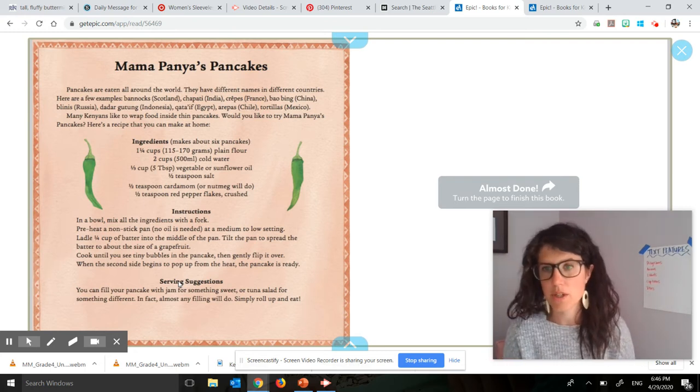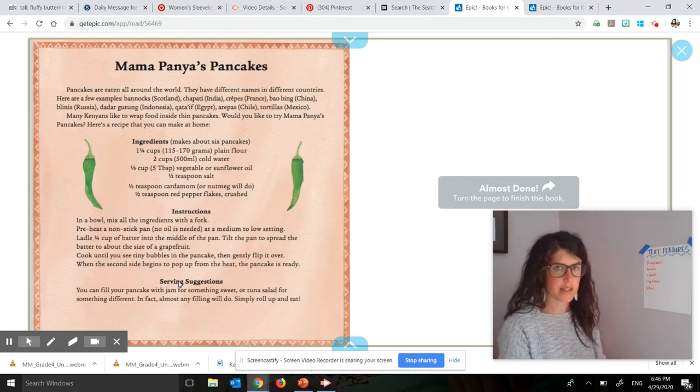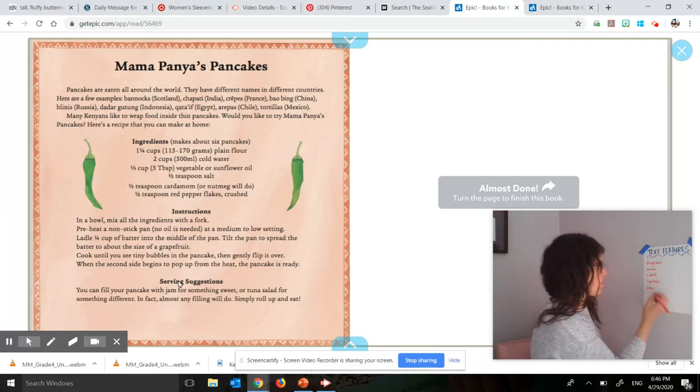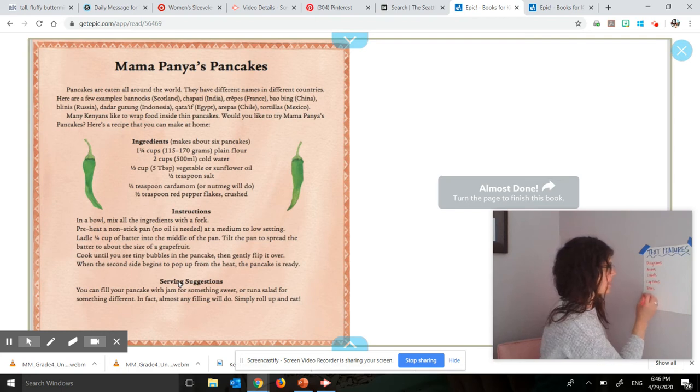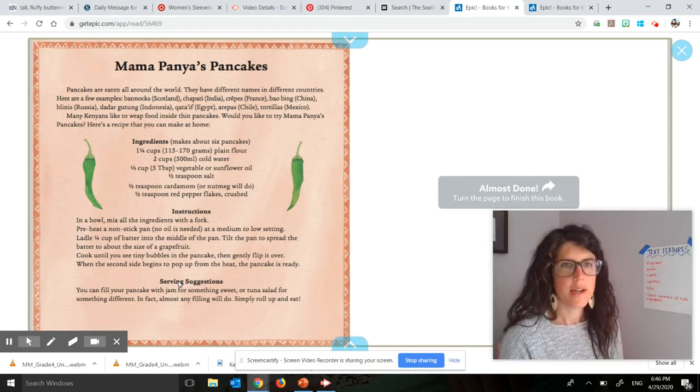So what we just named are a few text features of recipes. So I'm going to add them onto our text features list. One is that we've got titles for each different section. Another text feature is that it shows the amount of each ingredient. And I like that there's a little picture here too.